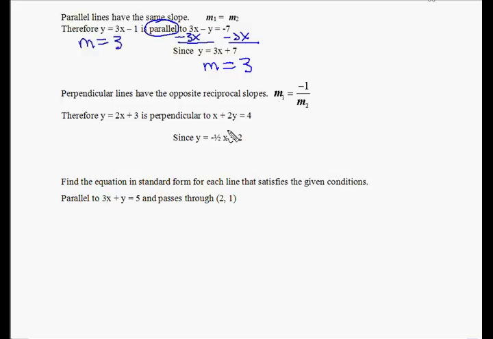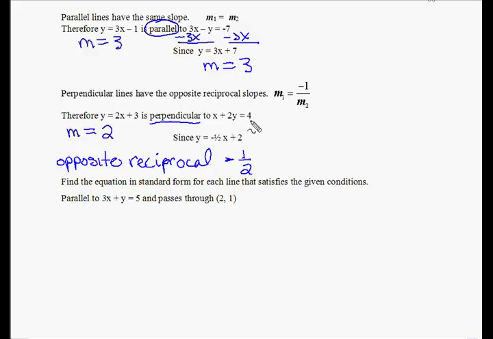the second slope. Therefore, if we look at the equation y equals 2x plus 3, we can say it is perpendicular to x plus 2y equals 4. Here in the first equation, our slope is 2. And the opposite reciprocal of that would be negative 1/2.